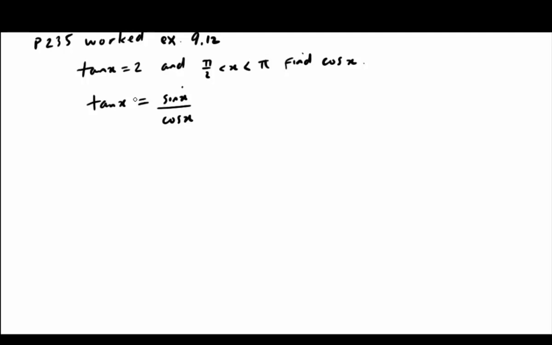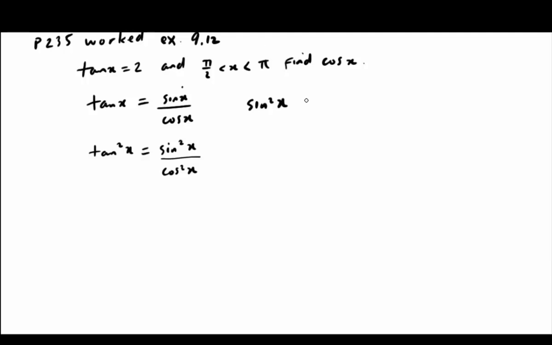Now, we're allowed to square both sides. What we have is tan squared x, and we square the right side. What ends up happening is the exponent 2 gets distributed to the numerator and the denominator. So what we have is sine squared x over cosine squared x. Now we're not interested in sine x, we want cos, because that's all we have here.